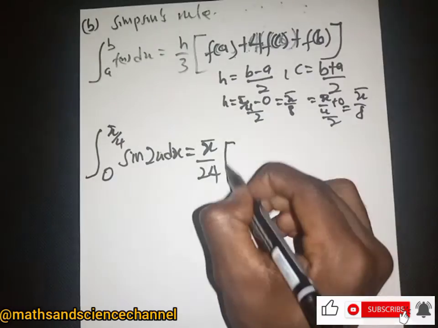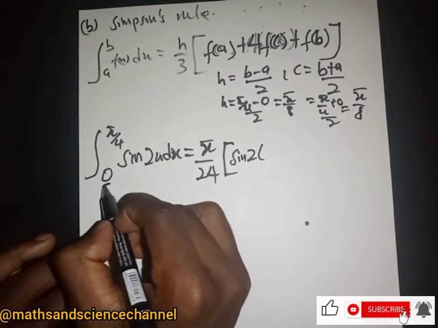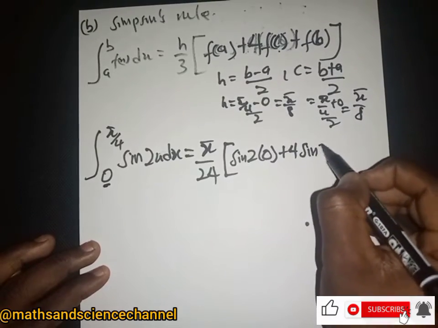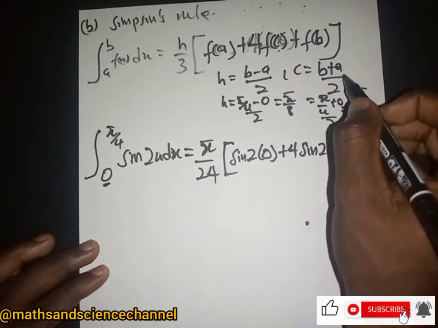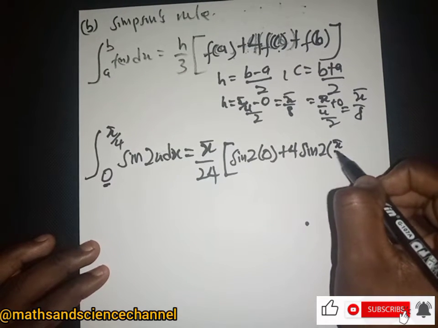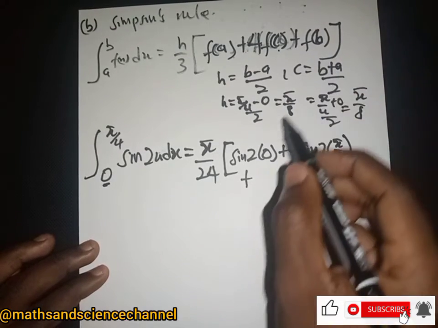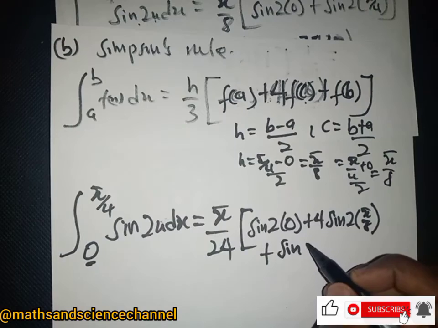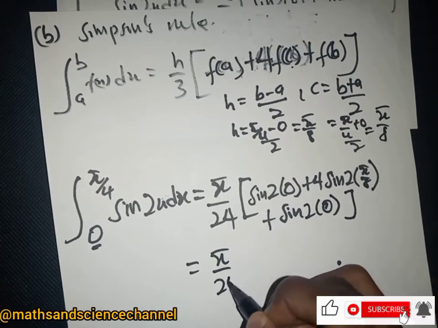Then we have f of a, which is sine of 2 times a, and a here is just 0, plus 4 times f of c, which is sine of 2 times c, where we are having pi over 8 as c. Then also we have f of b, which will just be sine of 2 times pi over 4. So we have pi over 24 here.